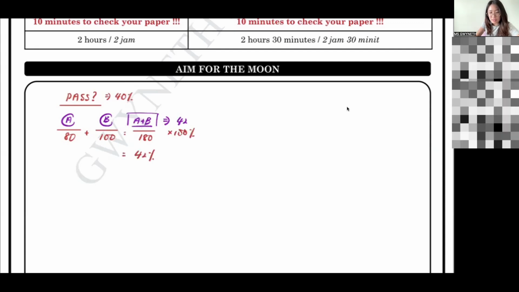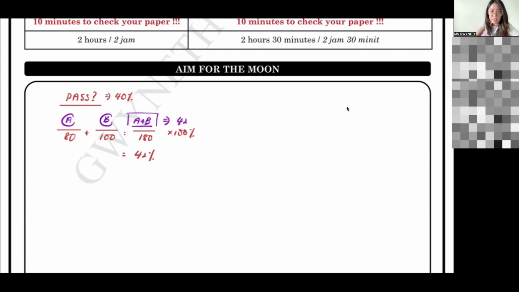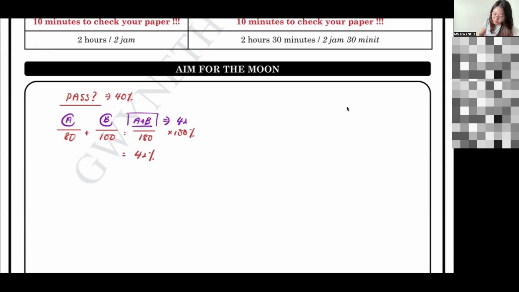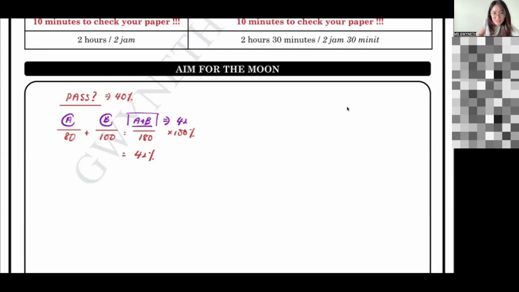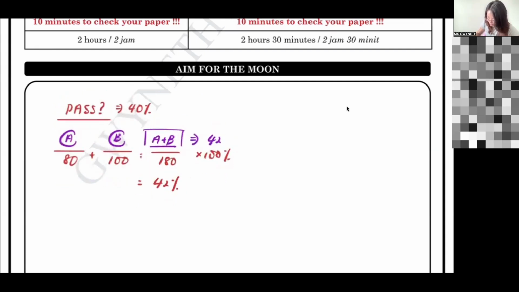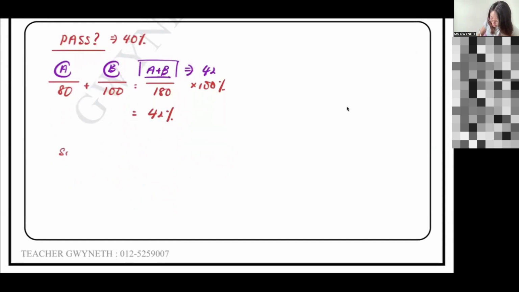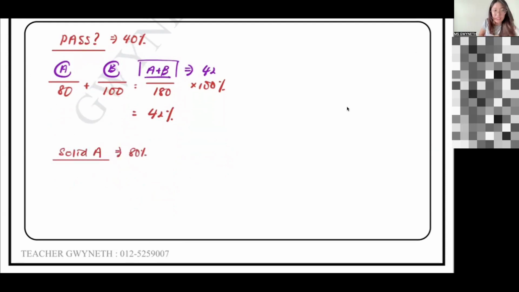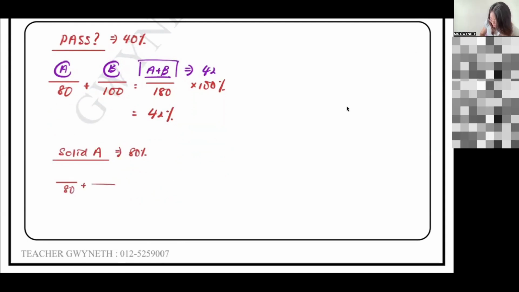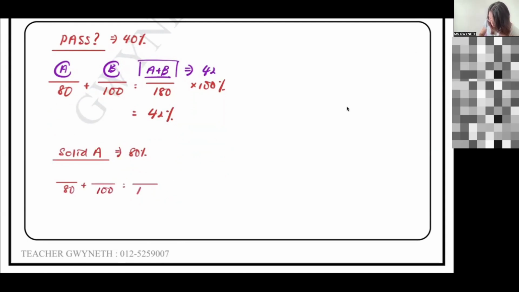And if you want to get a solid A, meaning A and above, not including A minus, you need to get at least 146. So this is a solid A. Wait, let me write it down here for you. Solid A. Paper 1, 80 marks. Paper 2, 100 marks. Total 180 for 2 papers.